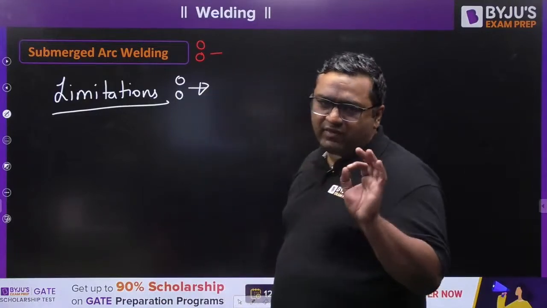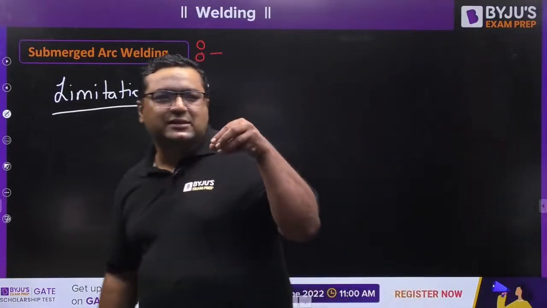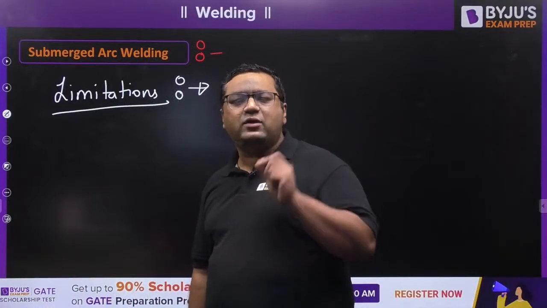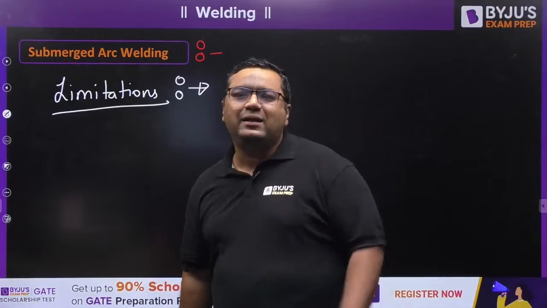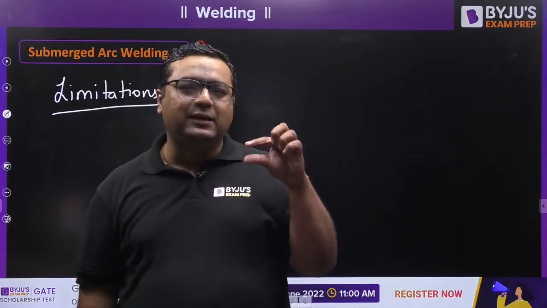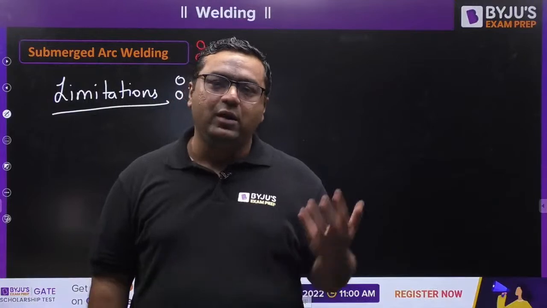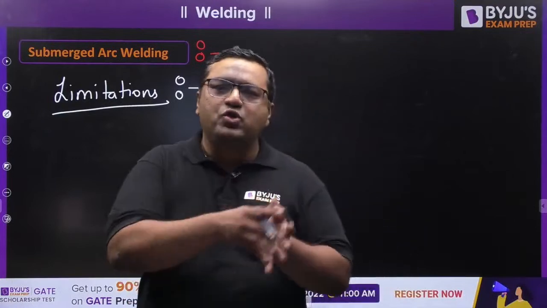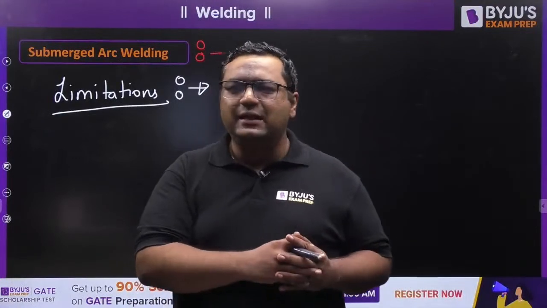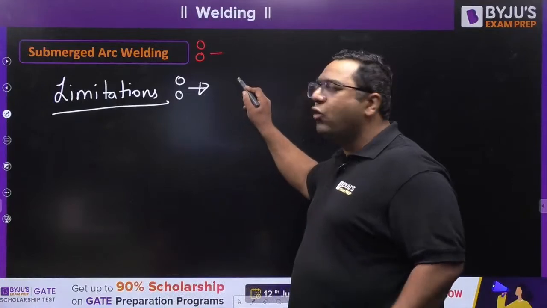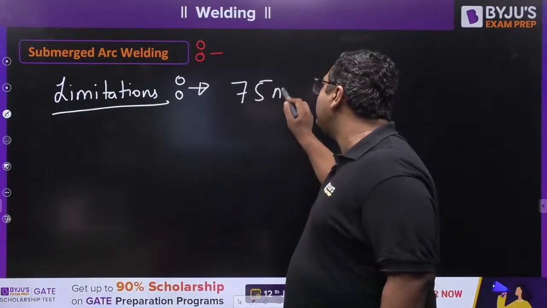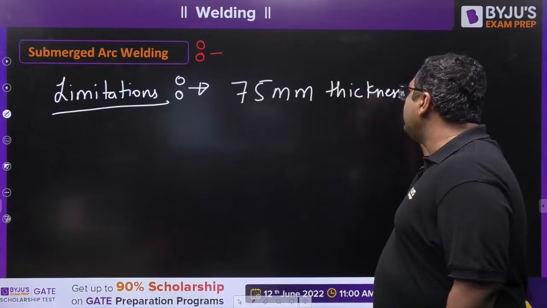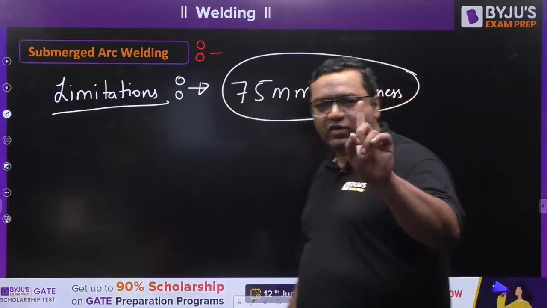My dear, when we talk about the limitation, you know that flux is coming in melted format. So when molten flux is coming, if you are going to weld thick plates, the more the thickness, the more the flux requirement. But if flux requirement is more, it will definitely increase the cost of welding. That is the reason that for submerged arc welding we can go up to some 75 mm of thickness only. Not more than this thickness. After that we will be using some other welding process. This is the first limitation.